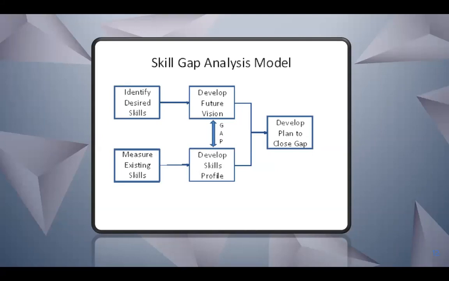First of all, you will identify the desired skills: what we actually want, what outcome is necessary for us. Measure the existing skills, what we already have. Between these two things, what we already have and what we want, there is a gap. The next process is the dual future vision, what you want to develop, and the dual skill profile. Then we find the gap between what we already have and the outcomes we want. Analyzing that gap and planning to close it is basically the analysis.